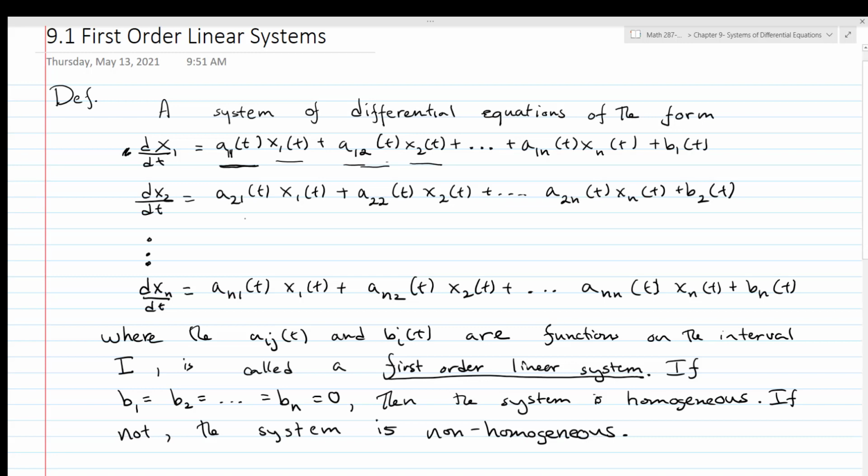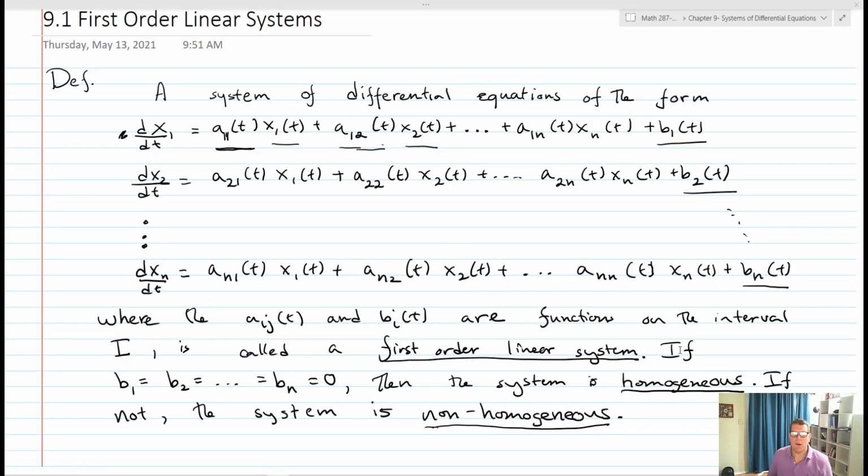And so we're also going to distinguish here between what we call a homogeneous system and a non-homogeneous system. It's slightly different, although it's very much related. A homogeneous system is going to be if these b1 of t, b2 of t, etc., down to bn of t, are all equal to 0. And if they're not all equal to 0, then what we have is called a non-homogeneous system. And that's really related to everything that we've been talking about before with regard to homogeneous and non-homogeneous systems.